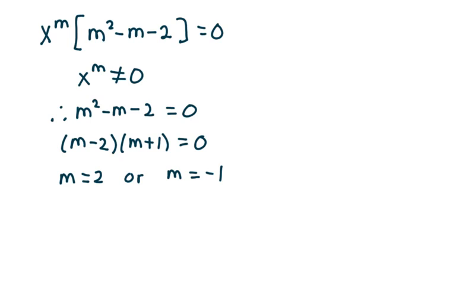So my two linearly independent solutions are, we'll call it y sub 1, so y sub 1 is x squared, and y sub 2 is equal to x to the negative 1. So my general solution will be y equals a x squared plus b x to the negative 1. That's example 1.